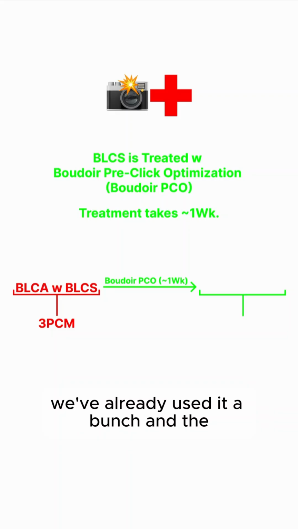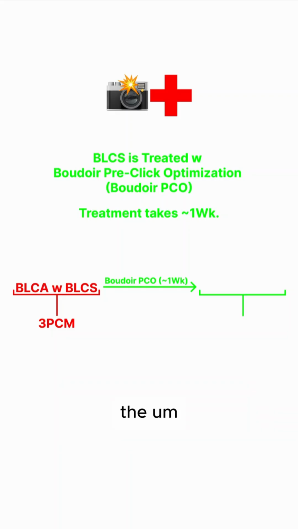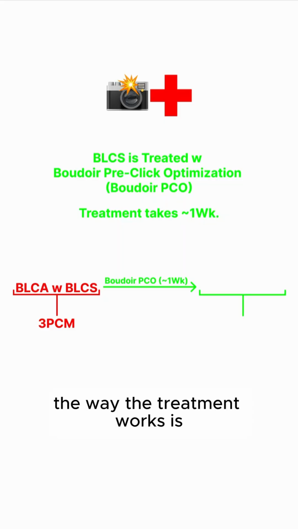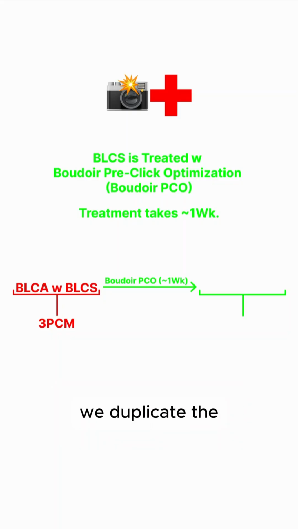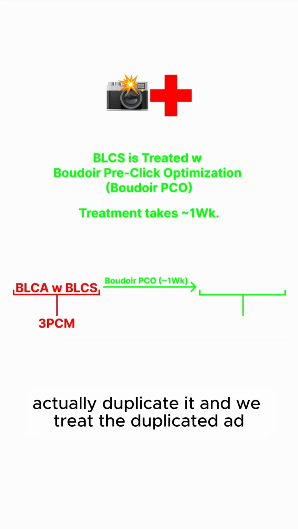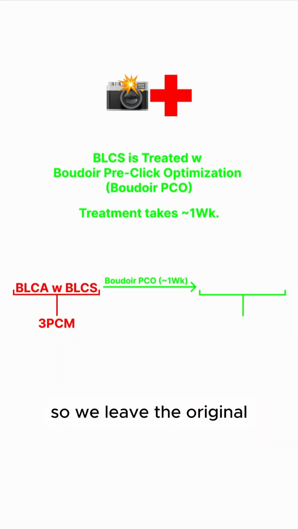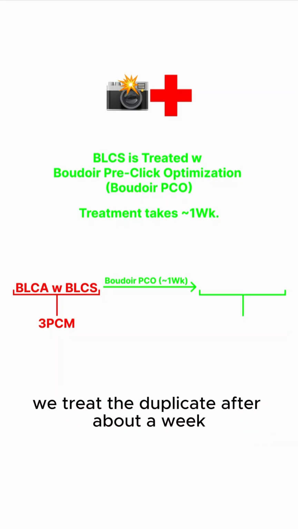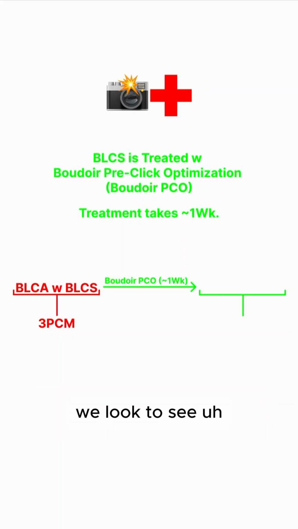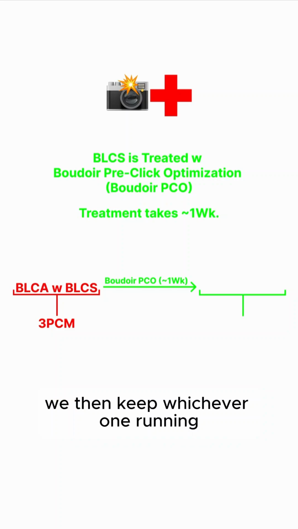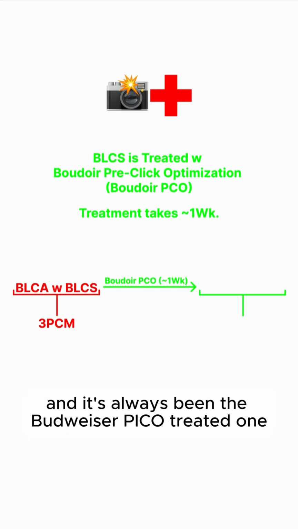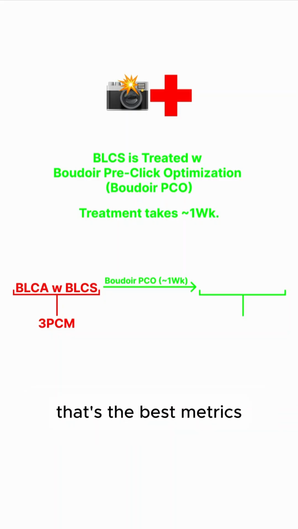The strategy, the way the treatment works, is we leave the original boudoir Facebook ad. We duplicate it, and we treat the duplicated ad. So we leave the original, we treat the duplicate. After about a week of treatment, we then keep whichever one running has the best metrics. And it's always been the boudoir Pico treated one that has the best metrics.